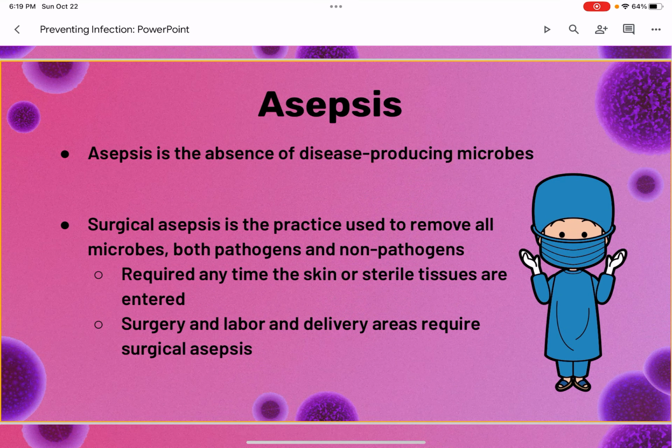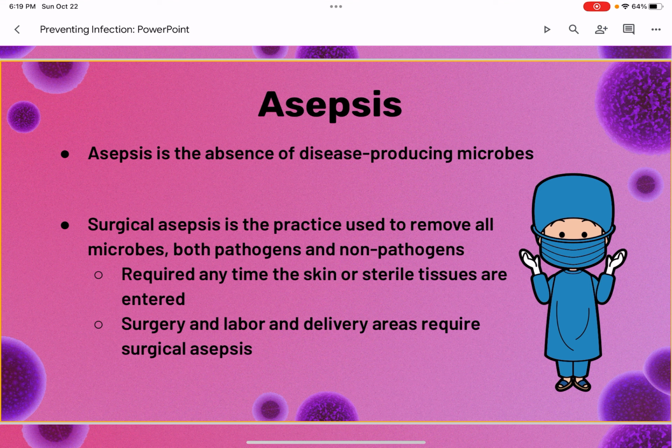Asepsis is the absence of disease-producing microbes. Medical asepsis, or clean technique, refers to practices used to reduce the number of microbes and prevent microbes from spreading from one person or place to another person or place. Surgical asepsis is the practice used to remove all microbes, both pathogens and non-pathogens. It's required anytime the skin or sterile tissues are entered. Surgery and labor and delivery areas require surgical asepsis.